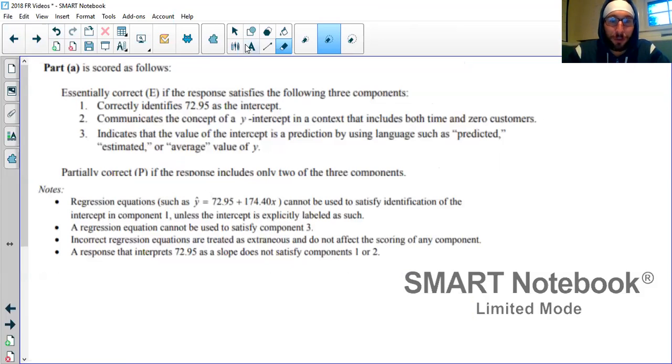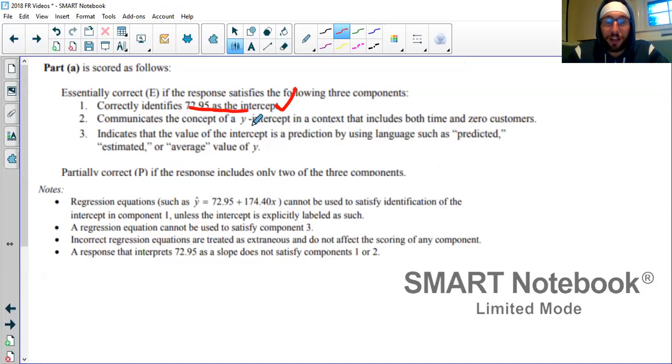So let's check it out. Essentially correct if we've got the right number as the Y-intercept. Got that. Communicates the concept of Y-intercept in context with both time and 0 customers. So we have the time and the 0 customers. Indicates the values of prediction using language such as predicted, estimated, average. So that's why you see me doing that stuff. So we got essentially correct. Pretty much it. You can pause and check out some of those other notes.